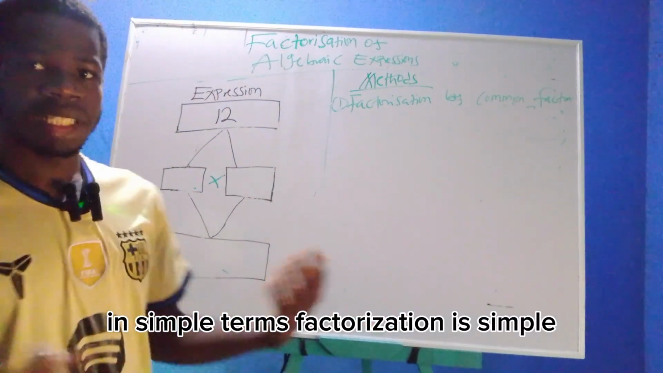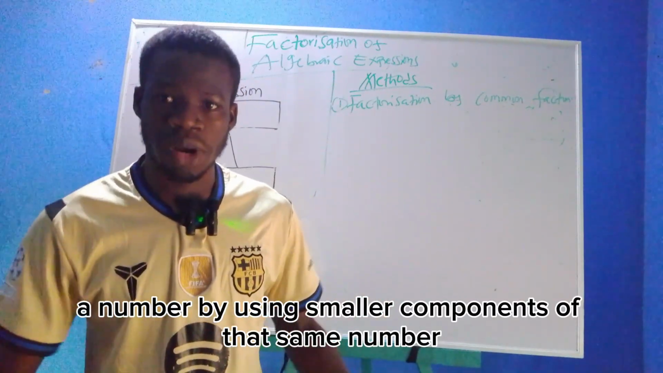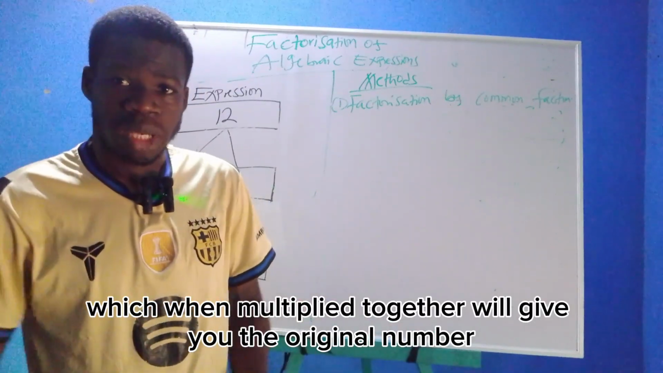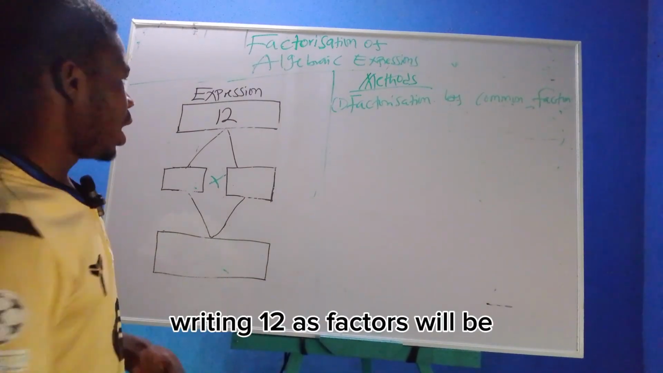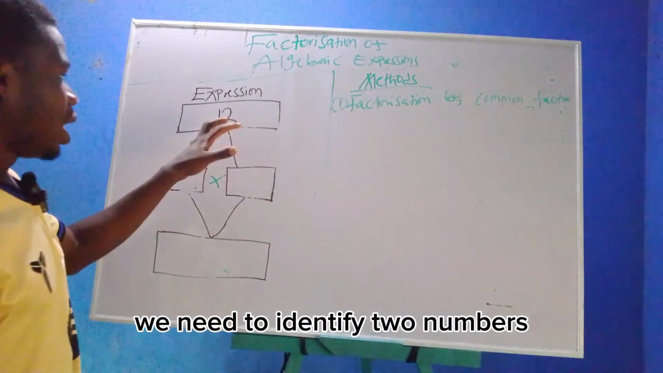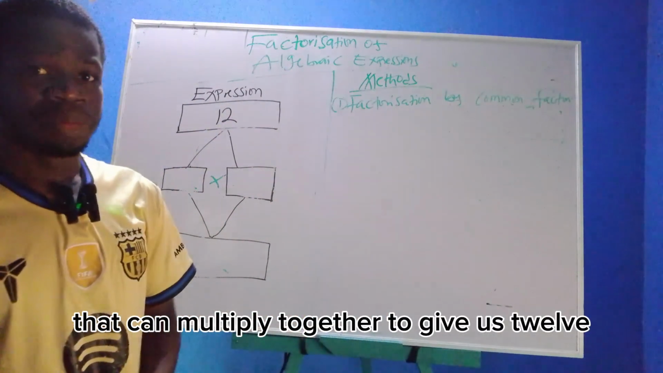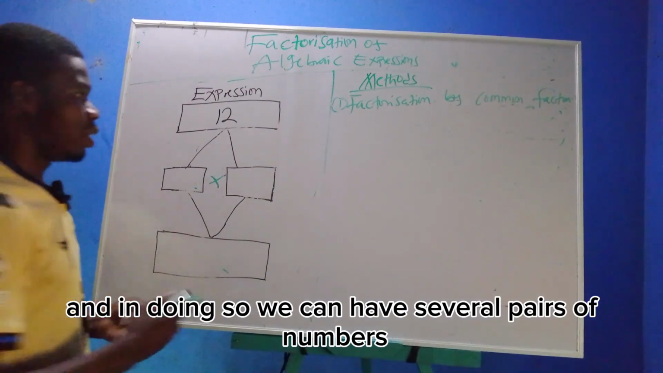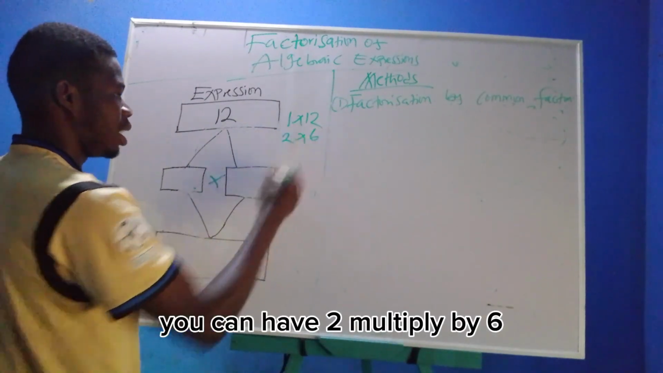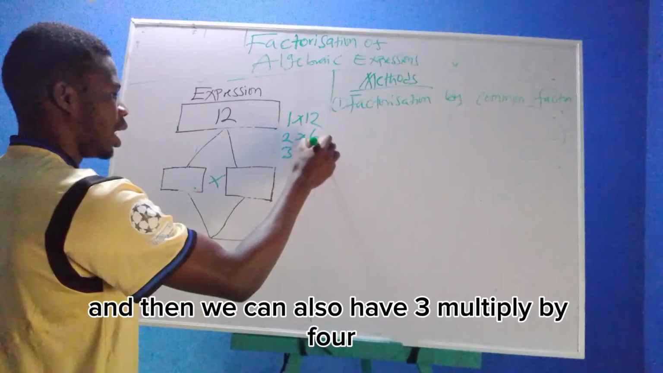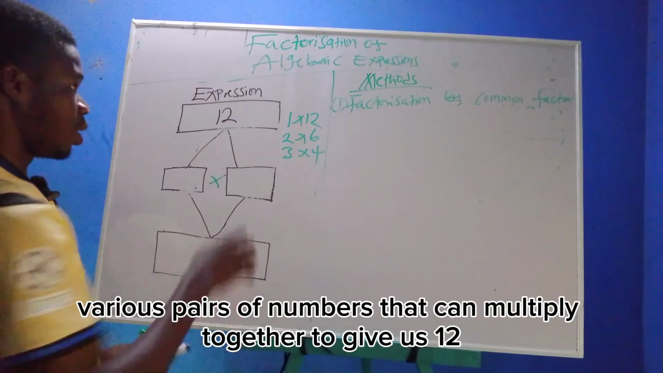In simple terms, factorization is a way of rewriting a number by using smaller components of that same number, which when multiplied together will give you the original number. So for example, let's take 12. Writing 12 as factors, we need to identify two numbers that can multiply together to give us what? 12. And in doing so, we can have several pairs of numbers. You can have 1 multiplied by 12, 2 multiplied by 6, and then we can also have 3 multiplied by 4. So these are the various pairs of numbers that can multiply together to give us 12.